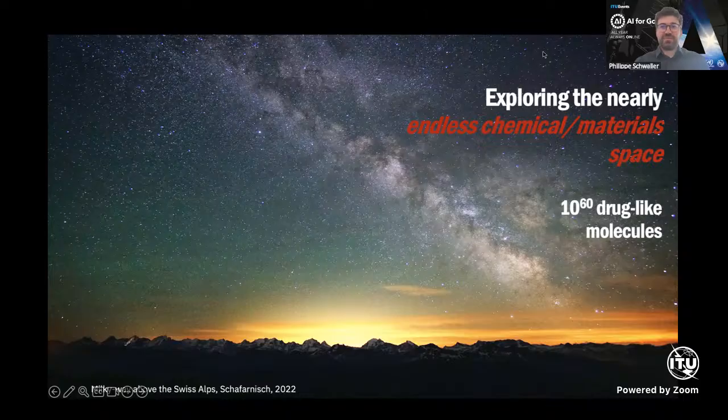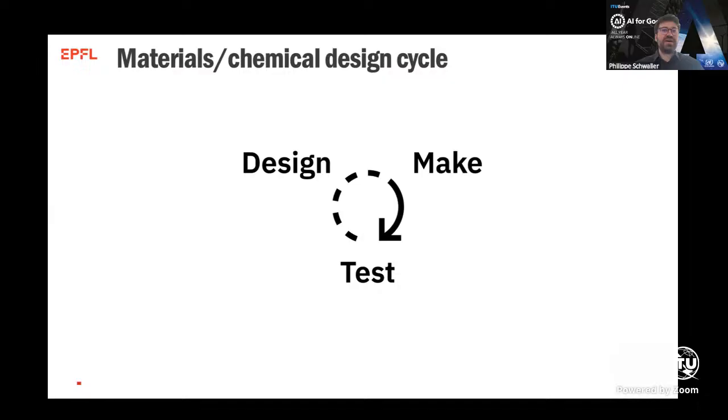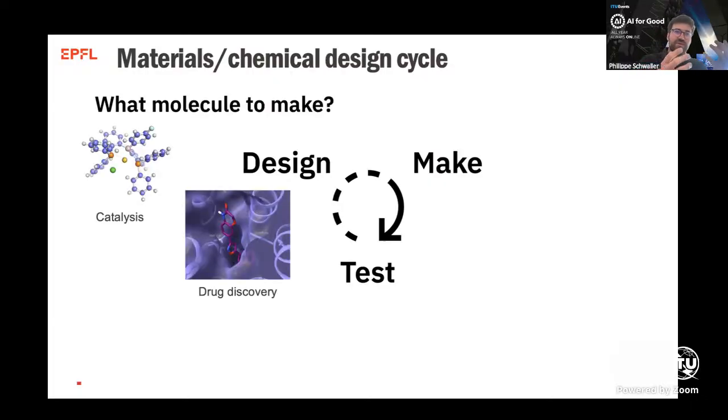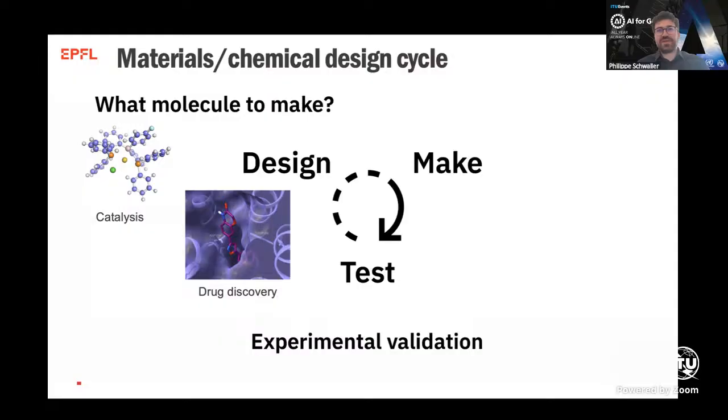And if we think of chemical and material space, it's nearly endless. For drug-like molecules, there's an estimate of 10 to the power of 60, which is more than stars in the universe. So my lab at EPFL is thinking about how we can accelerate the discoveries that we make in the materials and chemical space. And we think a lot about what kind of molecule we want to make with use cases in catalysis or drug discovery. And the end goal should always be experimental validation.